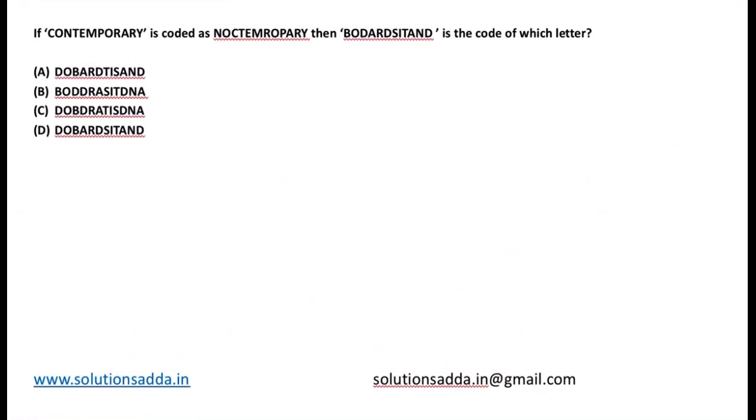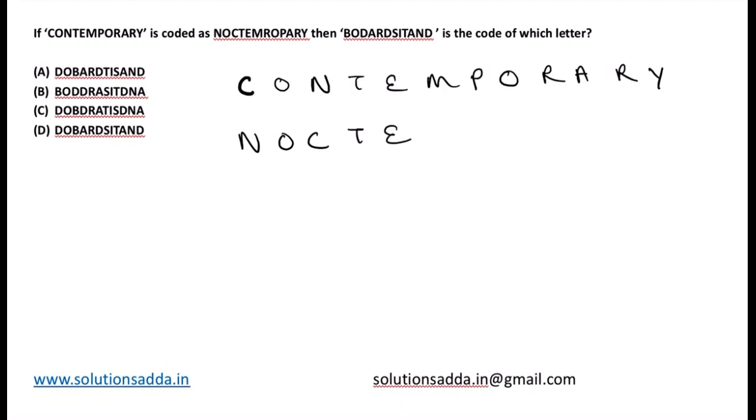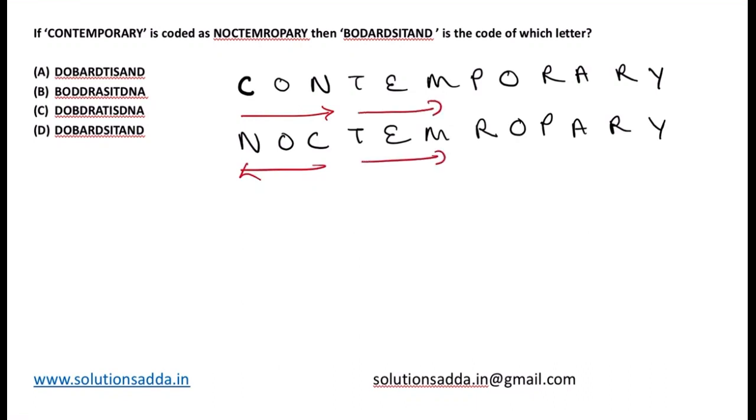So this is a question from aptitude. CONTEMPORARY is coded as NOCTEMROPARY. You can see that the first 3 letters are reversed. Next 3 letters are same. Again the next 3 letters are reversed and following 3 letters are same. Following this pattern, let's try to figure out the answer for the given question.